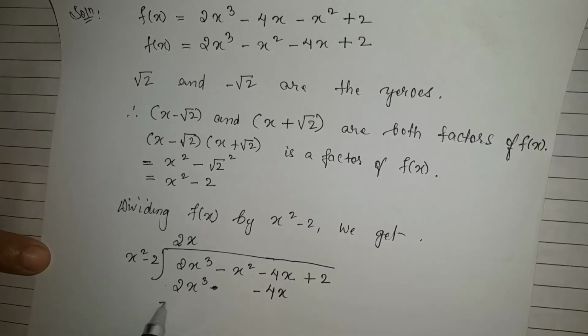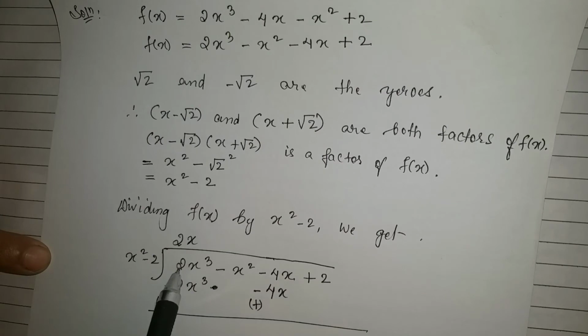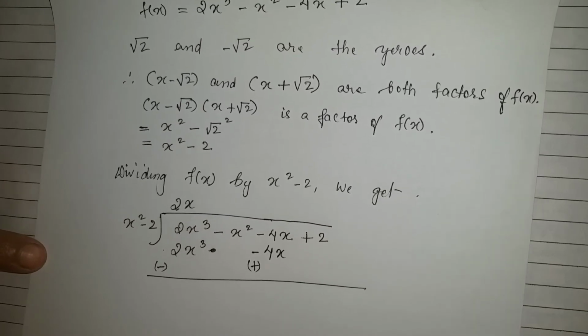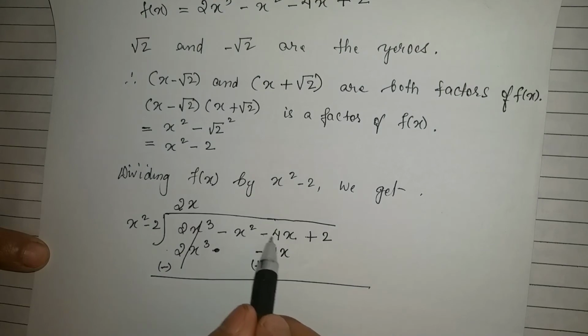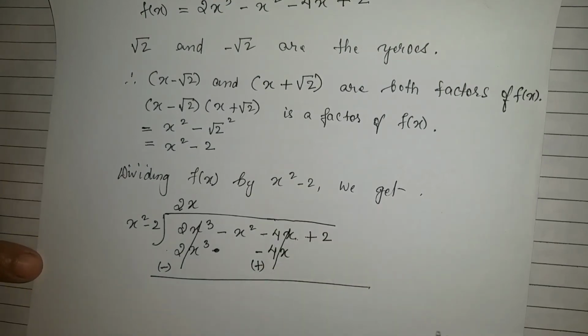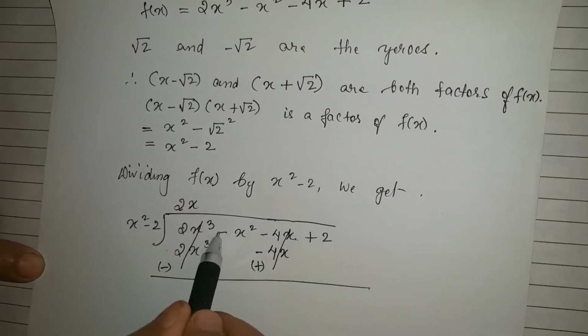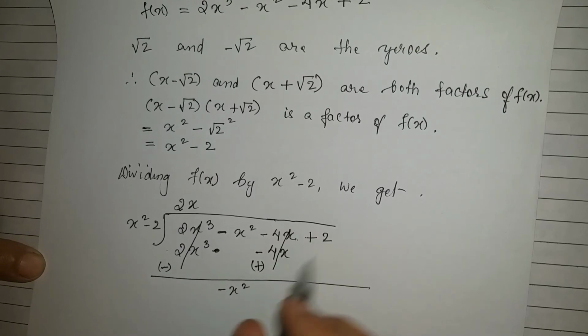This plus will be minus, we'll subtract the two polynomials, then the minus will be taken as plus. 2x cubed minus 2x cubed will be 0, so we cancel. Then minus 4x plus 4x will be 0, then we cancel. Then we are left with minus x square plus 2.